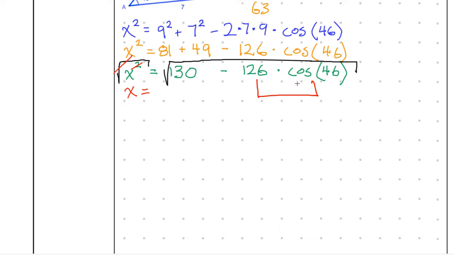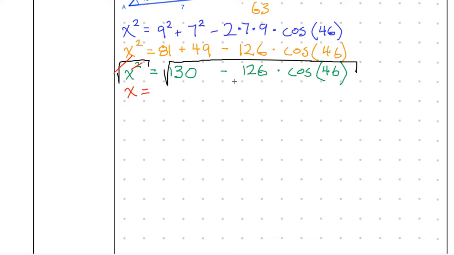If you look up at our PEMDAS rule, PEMDAS says do parentheses. The first parentheses that I see here is 46. It doesn't really mean very much. Next, exponents. There are no exponents. Next, multiplication and division. So I'm going to do 126 times cosine of 46 because that is multiplication. Then I'm going to do subtraction because that comes on the next level, and then I'll get the right answer.